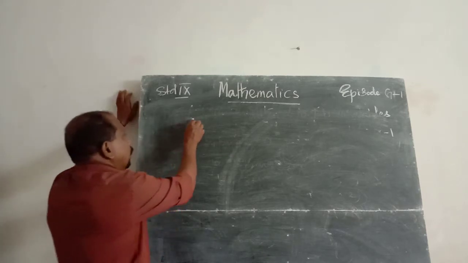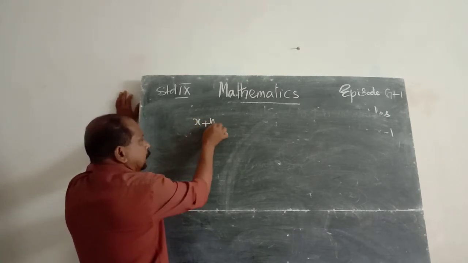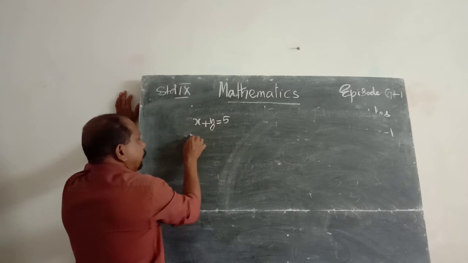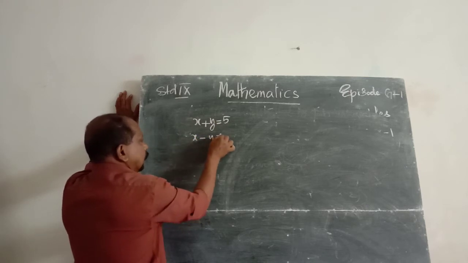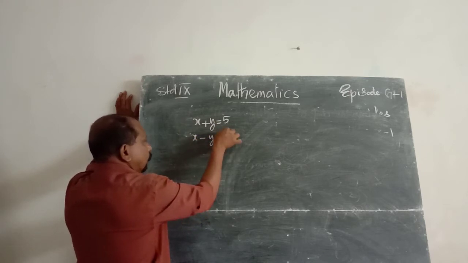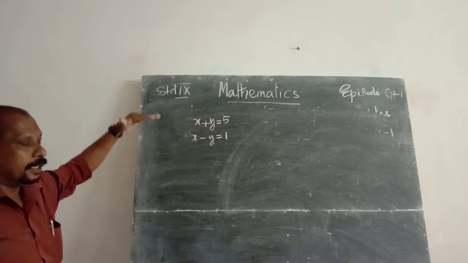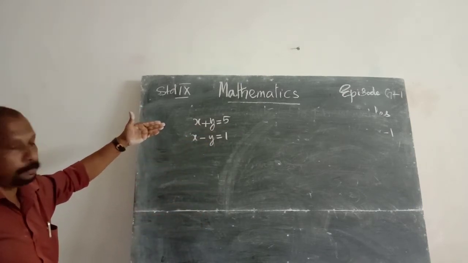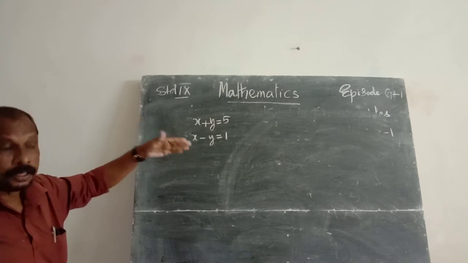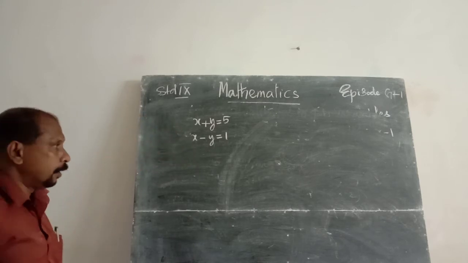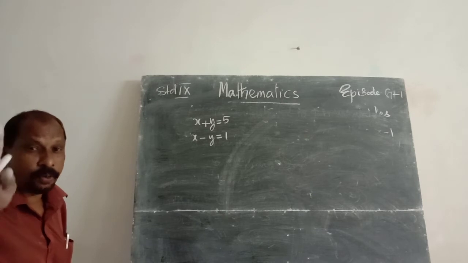For example, the previous example, x plus y is equal to 5, x minus y is equal to 1. To present these linear equations as lines, let us consider coordinate geometry. For that, let us consider ordered pairs.